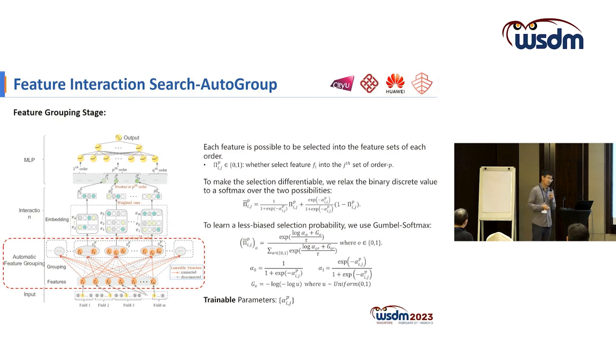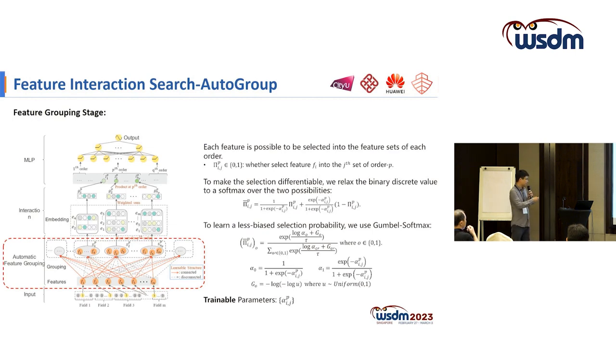Again, this is a structural optimization problem, right? We want to find the corresponding edges. And for these binary 0 and 1 choices, again, it is not differentiable. So this work tries to model the probability of the existence of these edges. And in order to make this probability less biased, Gumbel softmax is used. So we try to know the probability of edge existence in the bipartite graph.